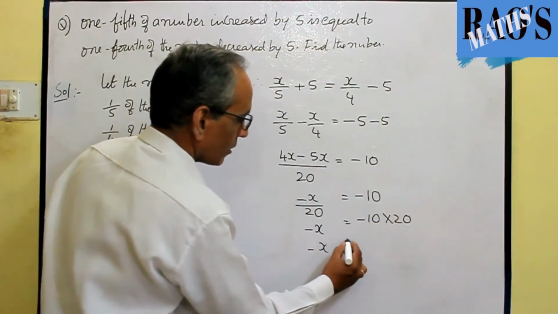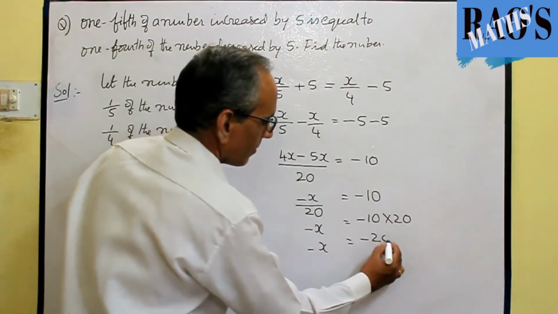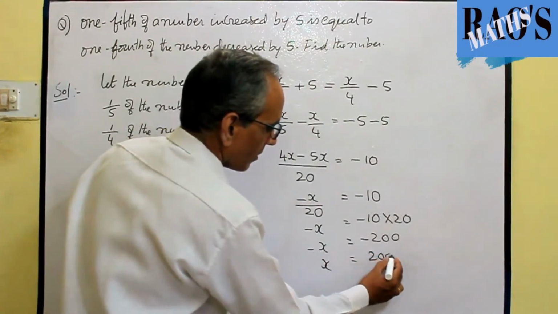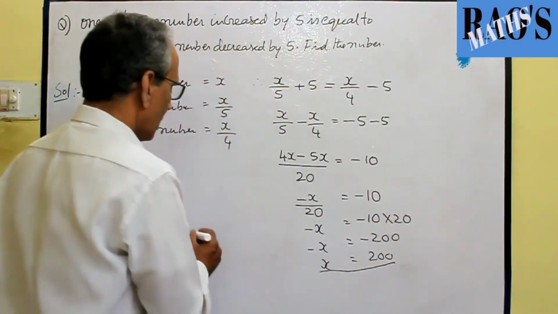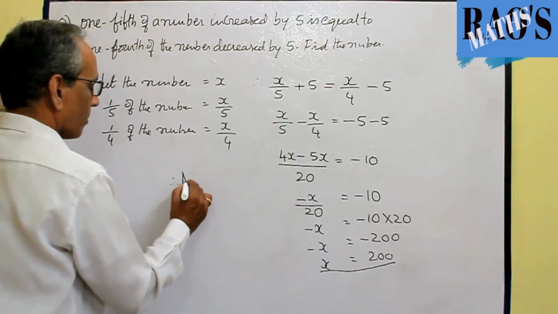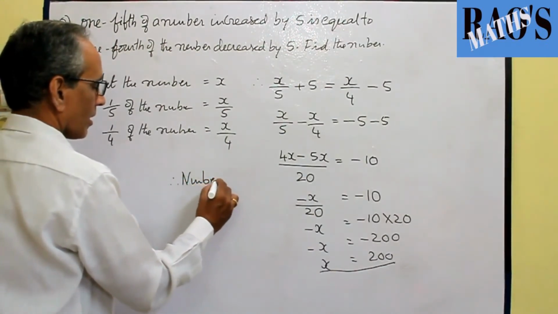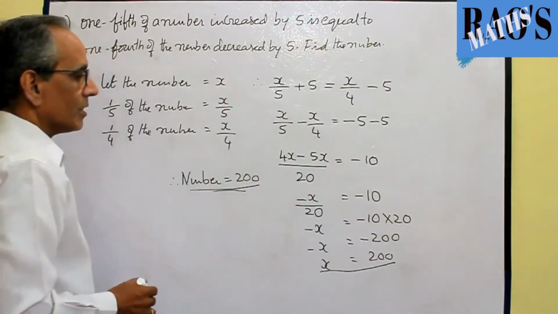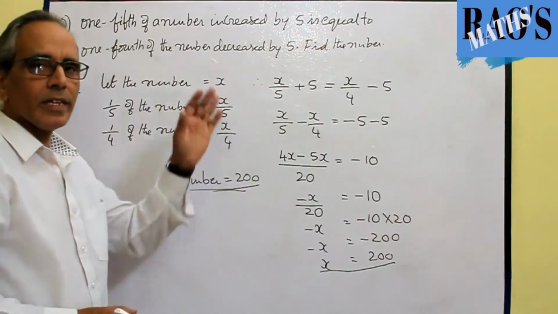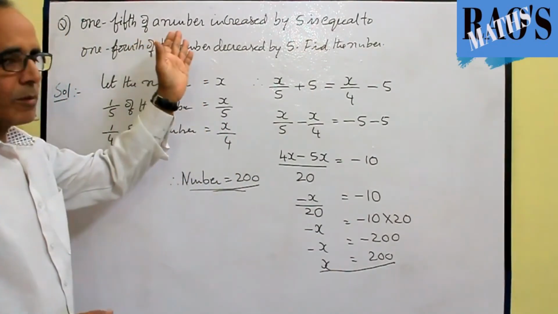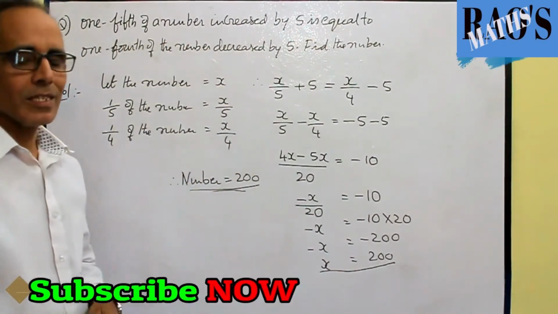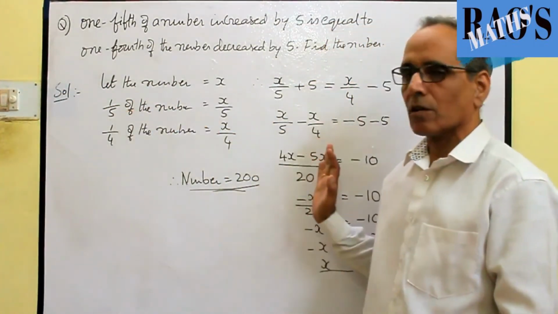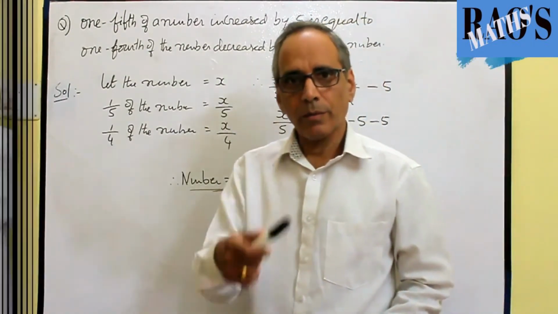So minus x is equal to minus 200, then positive x is equal to 200. So we got the x value. Therefore, the number is equal to 200. Okay. The question seems to be very simple. If you read, the question seems to be very difficult. If you read the question part-wise, it is very easy to frame the equation, and thereby you can solve the equation also. Very simple. One more question.